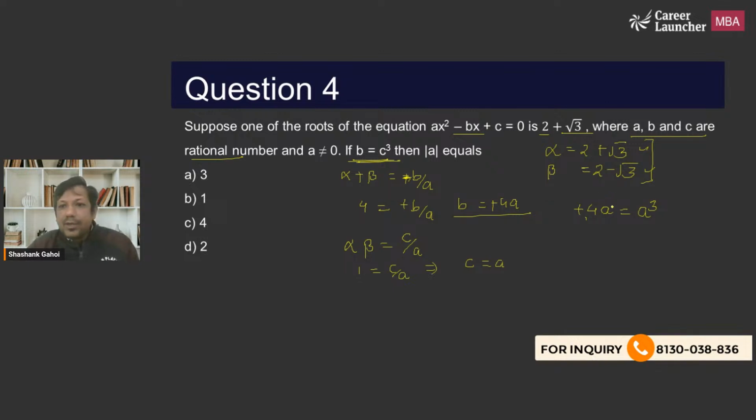Now I can cancel out by a, so I can say that a square is equal to 4. So from here I can directly say that mod a is equal to 2. So my answer to this question is going to be option D, that is 2.